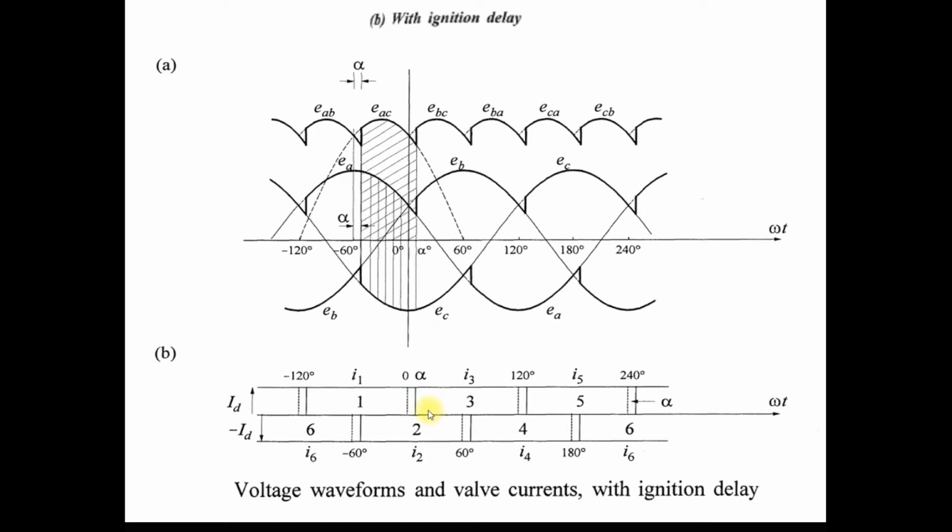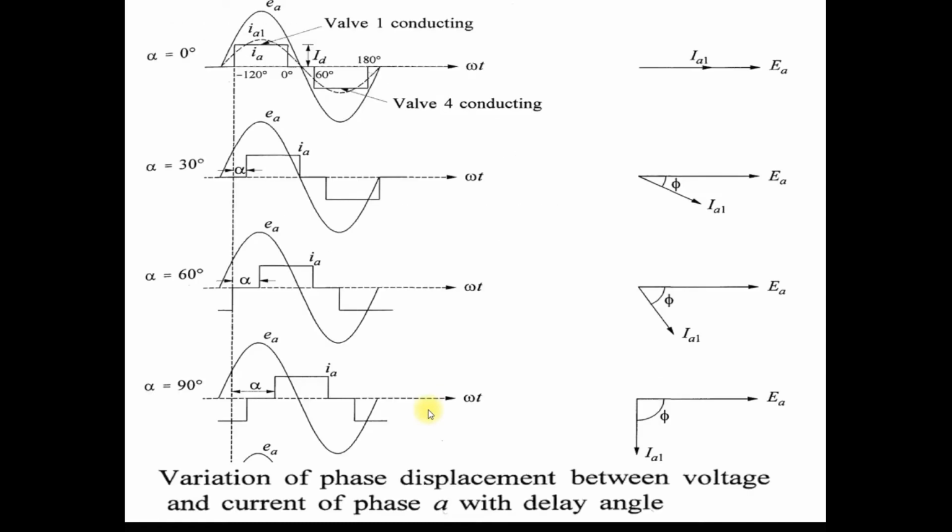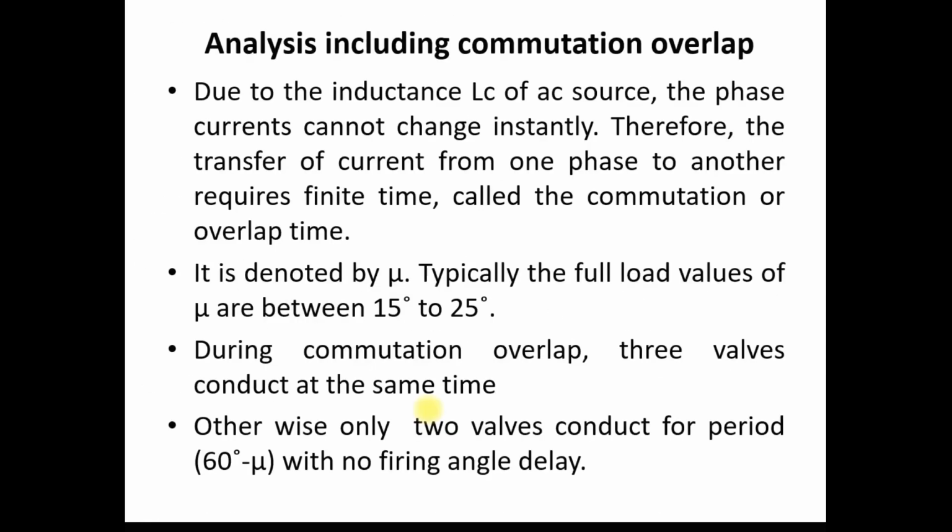time. Clear? So the meaning of this sentence is that the phase current cannot change instantaneously because of the effect of inductance. Clear? And therefore the transfer of current from one phase to another phase, or one valve to another, takes some finite time, and that is called the commutation time or overlap time. Generally the value is between 15 to 25 degrees for full load, and this is denoted by mu.